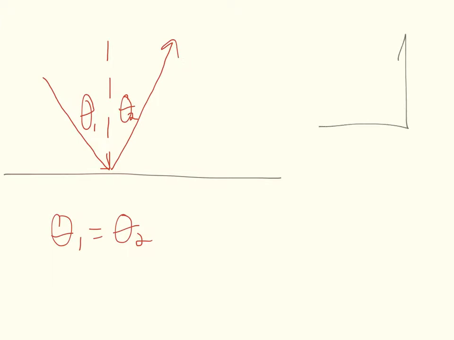Here we have this double mirror setup, and we know that this light ray is coming in at an angle of 35 degrees to the normal.